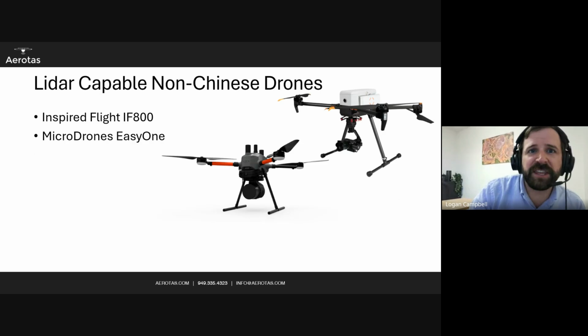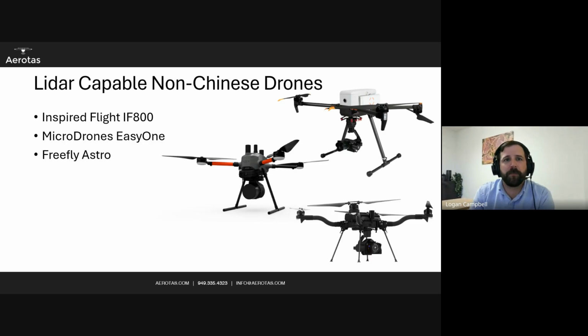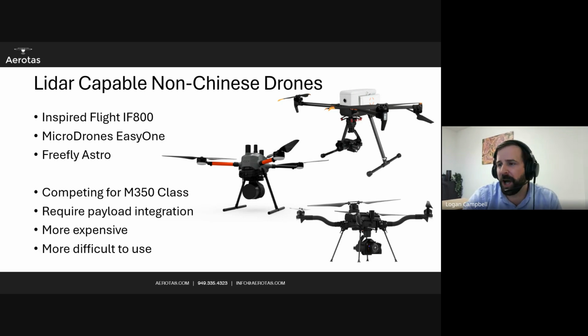So yeah, getting in here, these are probably the three biggest ones: the Inspired Flight IF800, Microdrones EZ1, and the FreeFly Astro. I forget which of these are fully NDAA compliant. I think all three of them are, depending on the payload that you put on. They all compete for the same class of drone, LiDAR capable, as the DJI M350, but they require that payload integration. They are definitely way, way, way more expensive, and they are more difficult to use.